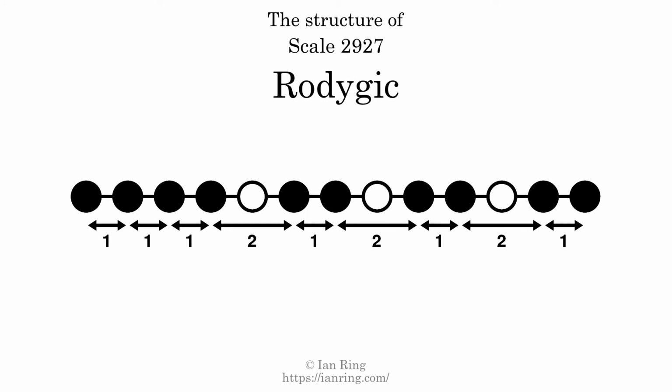The structure of a scale is a description of the interval distance between each successive tone. This scale has a structure of 1 1 1 2 1 2 1 2 1.